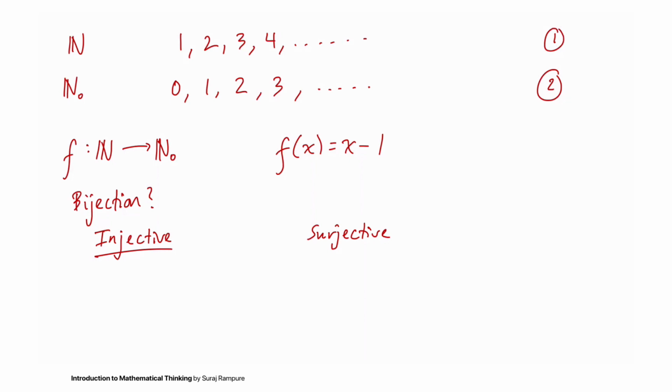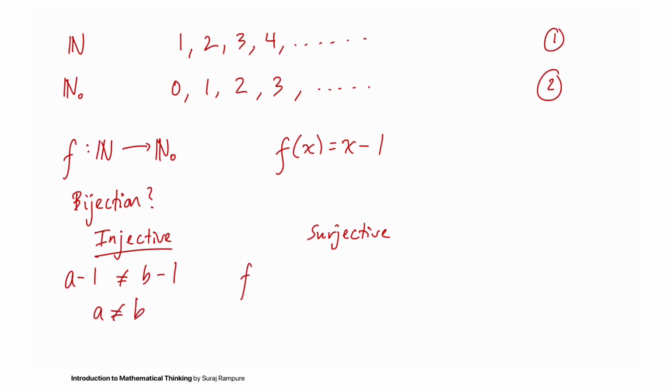Okay? Is the function injective? I.e., will it always, given any two different inputs, produce two different outputs? Well, yes, because suppose A and B are two inputs: A minus 1 will never be equal to B minus 1 as long as A is not equal to B.